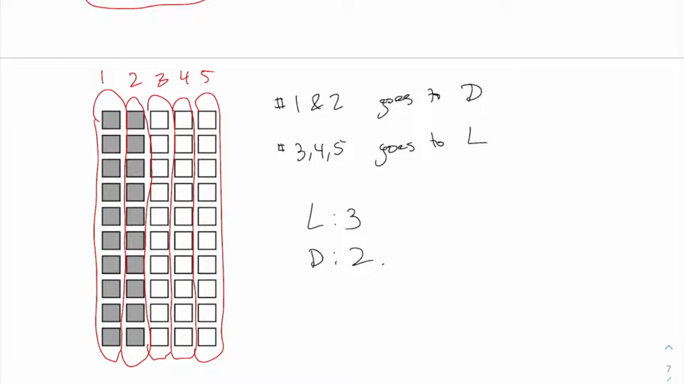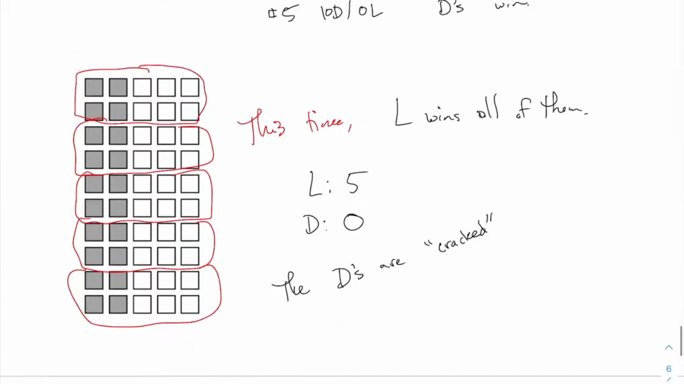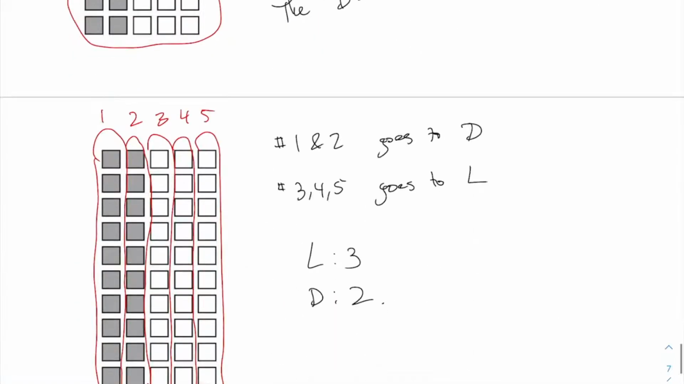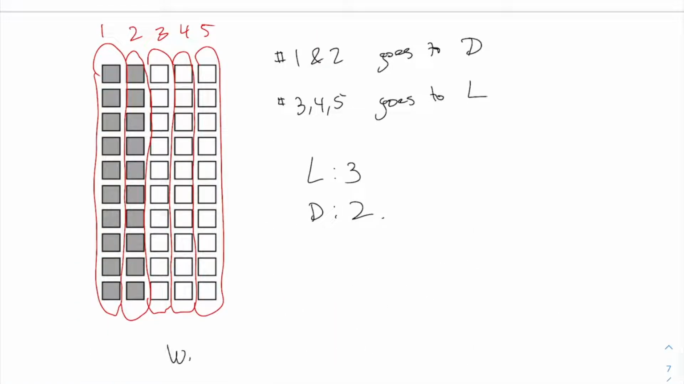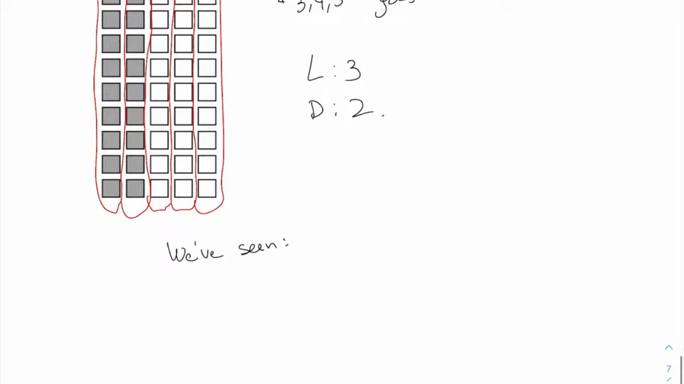Are there any other alternatives that we could make by drawing the lines? What we've seen so far is 4. Let me try and summarize. The first one was 4L 1D, right? The second one was 5L 0D, and the one we just did was 3L 2D.